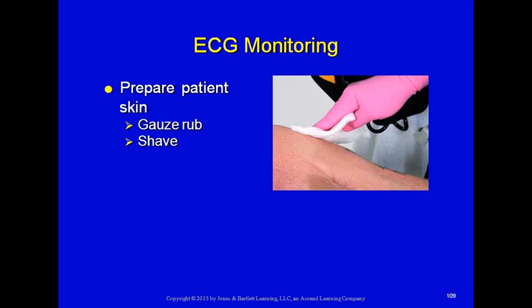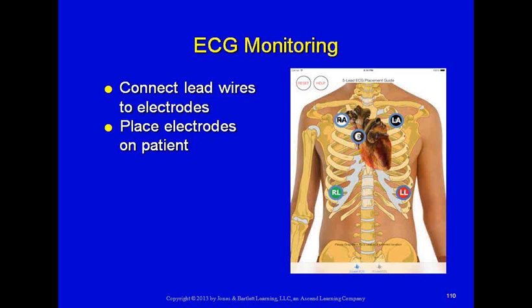You want to prep the skin before attaching the electrodes, and this is something that's often missed and not done, and it should be done prior to hooking up any electrodes. Use just dry gauze, shave hairy areas, or even use an alcohol pad to get rid of the oil and dead skin so that you get a better adhesion of the electrode to the skin, which is going to give you a better tracing as well.